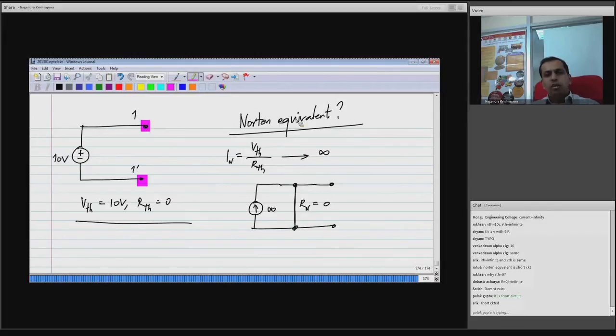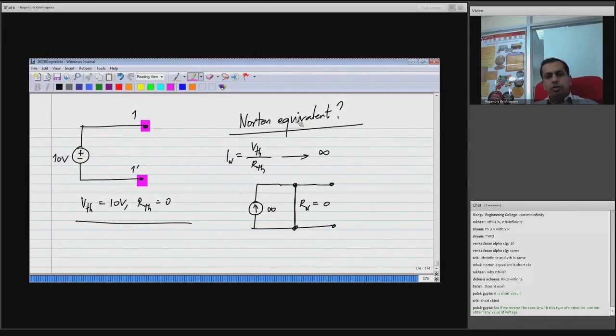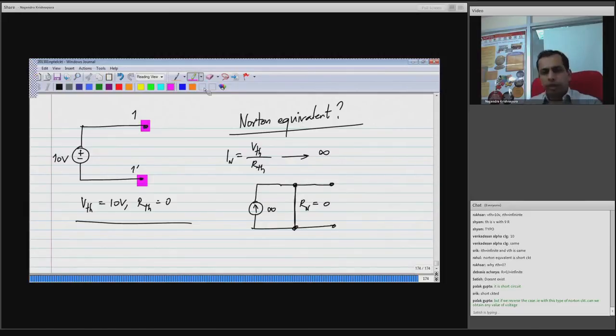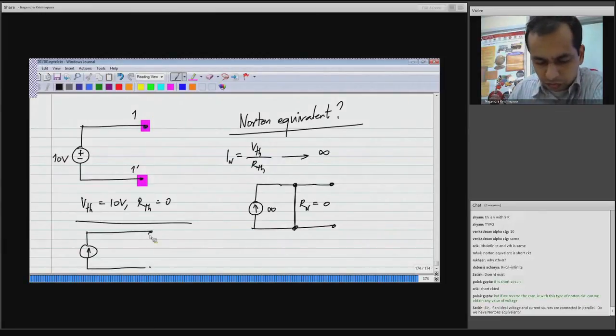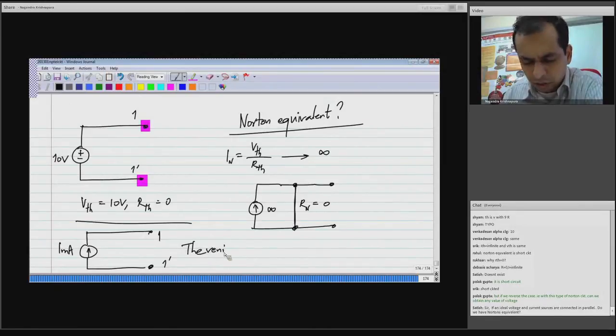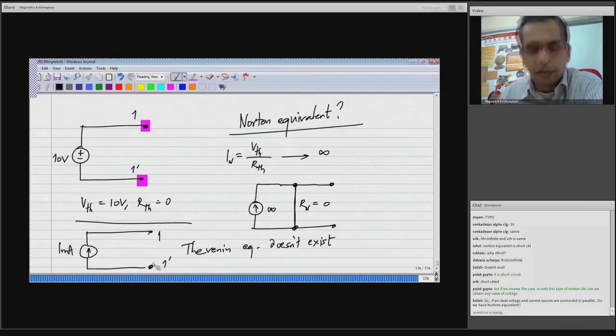Okay. So, one or the other will surely exist, but if you have a pure voltage source between terminals 1 and 1 prime, the Norton equivalent doesn't exist because you cannot short circuit and find the current, or in other words, if you short circuit it, an infinite current will flow. Okay. Similarly, if you have a pure current source between the terminals, one milliamp, one and one prime, this again, the Thevenin equivalent doesn't exist, and the Norton equivalent is the same as this. It's just a current source. Okay.